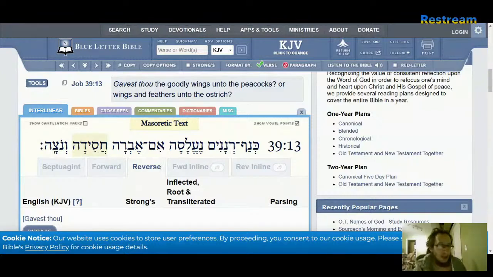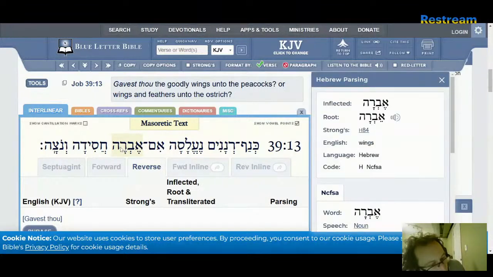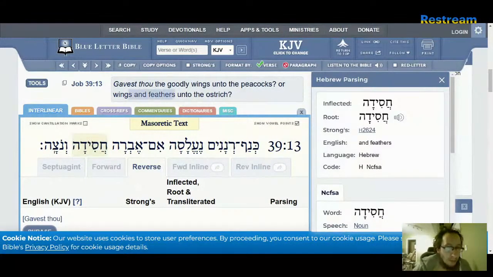So it doesn't even say. So you see this word? They add and here, but it doesn't say that. It says like wing of feathers or something. Let me see 1 second. No, feathered wing or something. So this is not plural, this is singular and this is singular. So they're translating it as plural, but it is not actually plural.